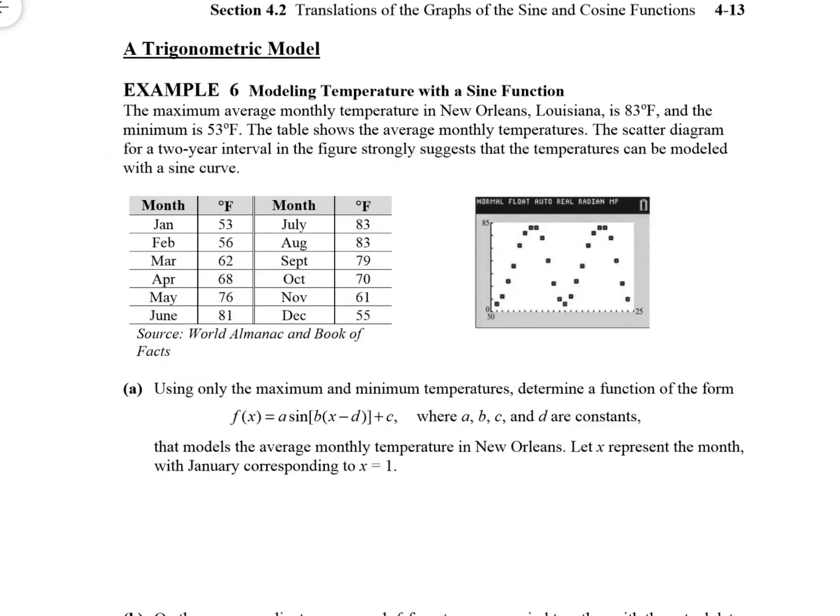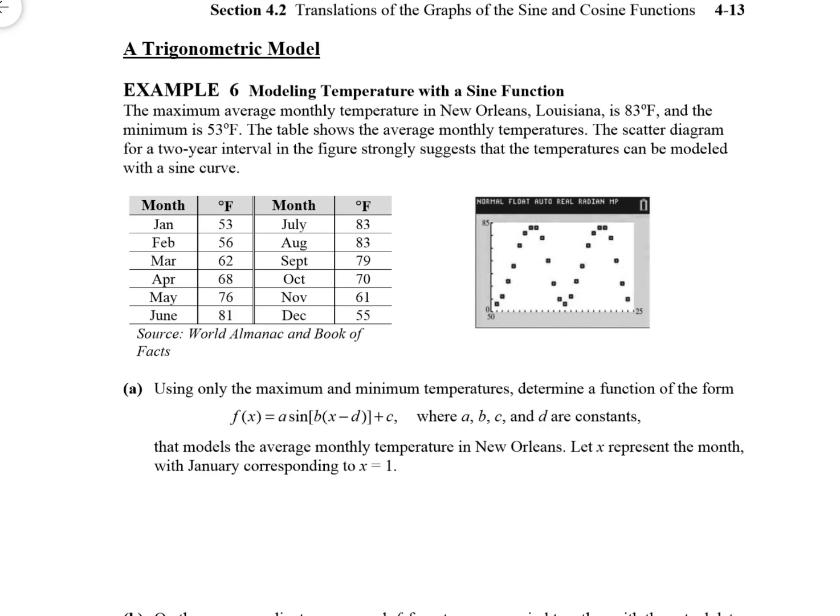On page 4-13, we're going to be modeling the average monthly temperature in New Orleans with a sine function. You can see a table here that has real data, and then the data is graphed with a graphing calculator to the right of it. And we're just going to do part A since we're not using graphing calculators in this class. And for part A, we need to come up with a sine function.